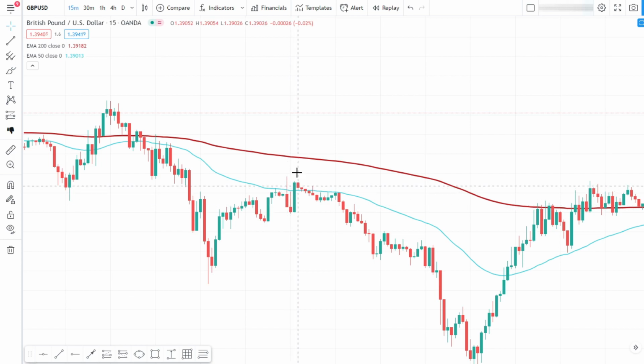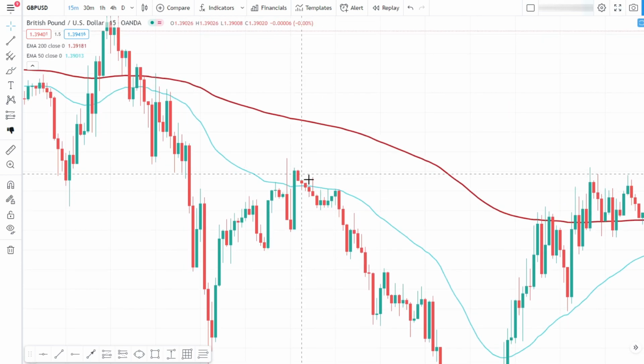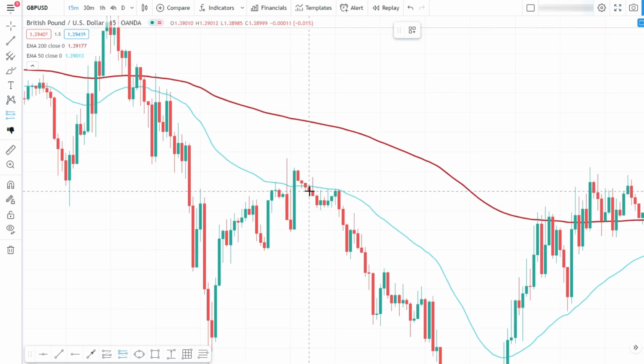Right here, you can see there was a break in the 50. You can see that this candle actually broke the 50 exponential moving average, and then we need to wait for it to break back down. As you can see right here, it actually did break back down, and so we would have entered our trade right here as soon as it broke through. You could have placed it up there or down here.